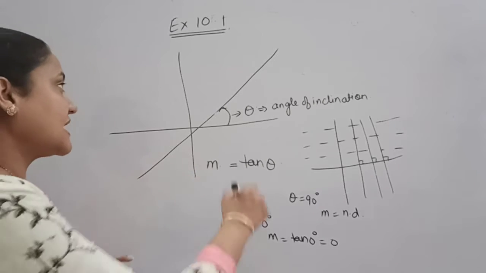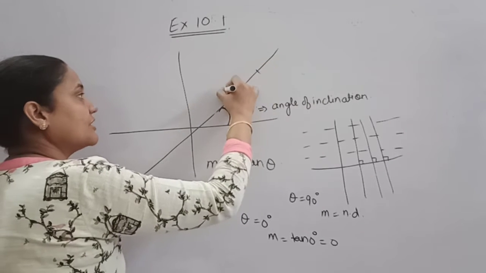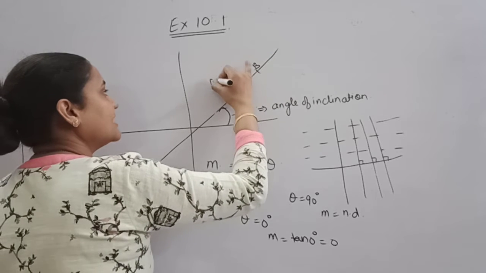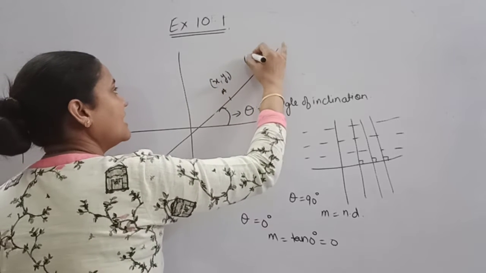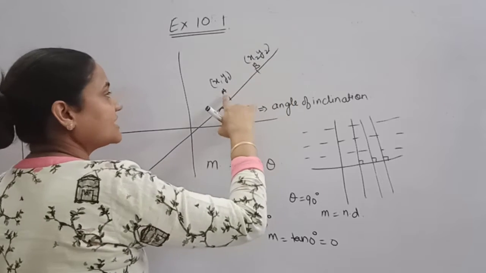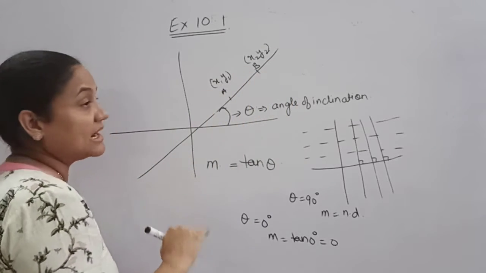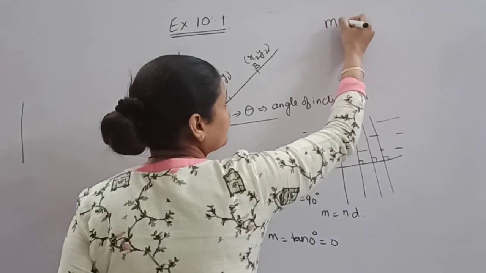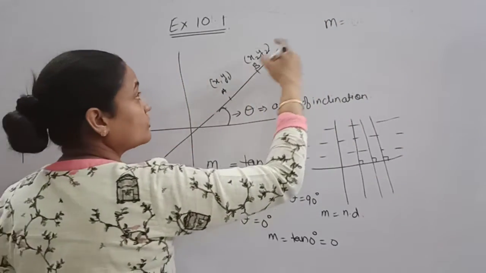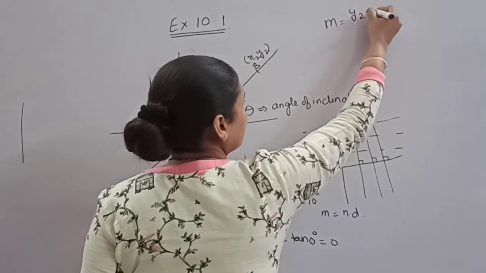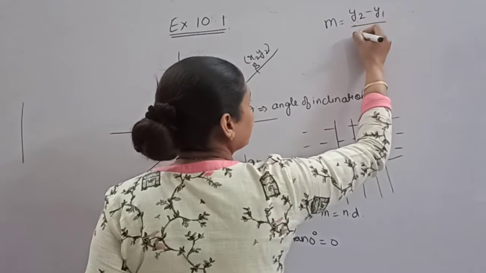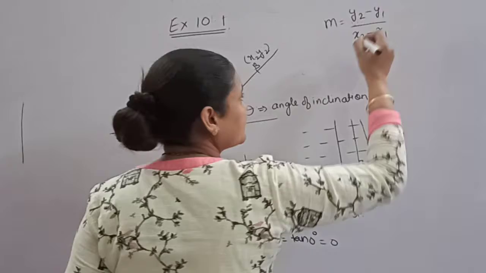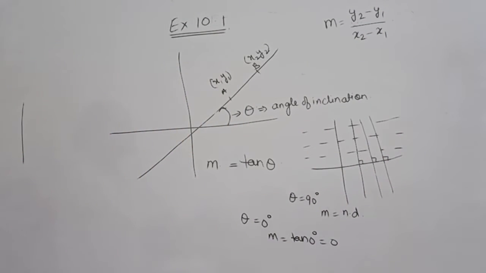Suppose they have not given you theta, they have given us the coordinates of two points A and B, that is x1 y1 and x2 y2, and we have to find out the slope of the line. So how to find the slope when the coordinates are given? It is y2 minus y1 upon x2 minus x1. This is the way to find out the slope of the line. इस तरीके से आप coordinates given हो तो you can find out the slope of the line.